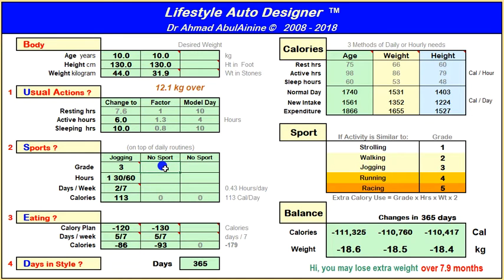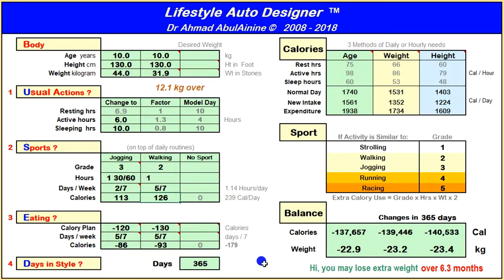And if he adds also the walking activity he would like to do for 1 hour, 5 days a week, then you could see here that like this he might lose 23 kilograms over 365 days, or he could actually lose the extra 12.1 kilograms in just over 6 months, which might be an achievable and reasonable goal.